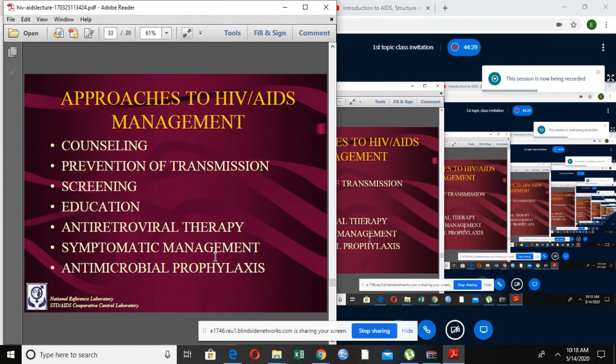Then we have antimicrobial prophylaxis. We also prevent microorganisms from infecting these people. Remember, they have very low immune cells, and by giving them things like vitamin A, giving them antibacterial medicines, you're preventing bacteria from infecting the person. Remember, with HIV, their immune cells are very low right now.